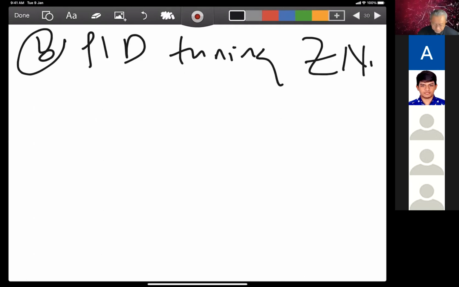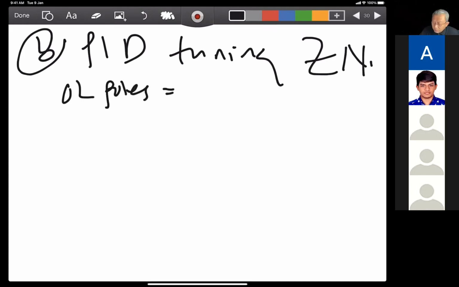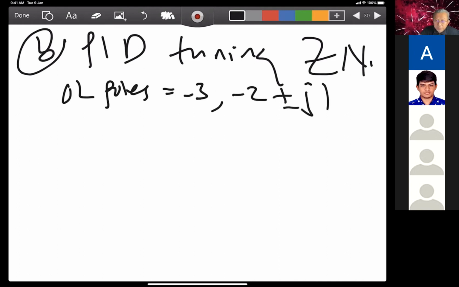The open loop poles. What are they? Minus 8, and minus 2 plus minus j1.